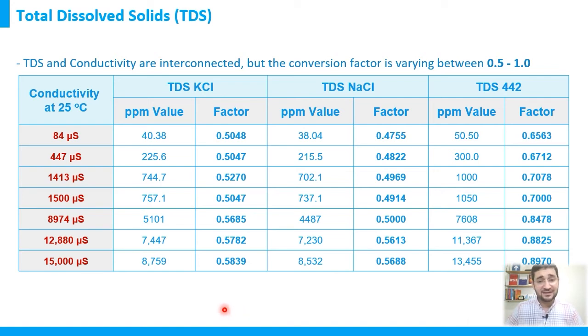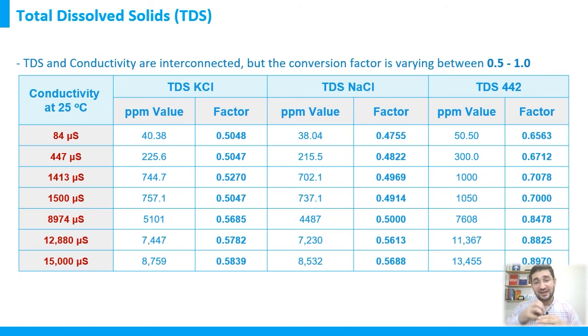In the case of KCl, it's going to be 0.58. In the case of NaCl, it's going to be 0.56. And in the case of 442, it's going to be 0.897. There is a big difference in the conversion factors. That's why we cannot say that we have a fixed conversion factor from conductivity to TDS applied in all water types. No, that depends, number one, on how much the conductivity of your original sample. Is it low range or high range? Is it just a few ppm or a few hundreds or a few thousand? Number two, that depends on the measurement option you have in your case.